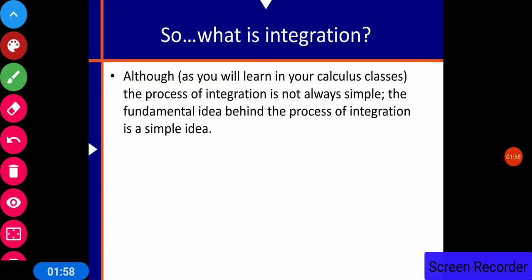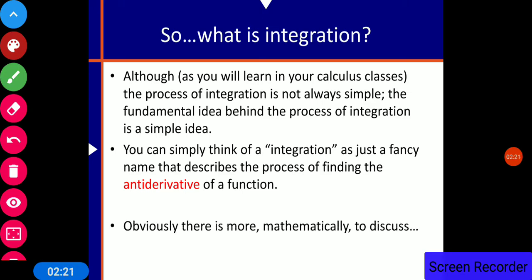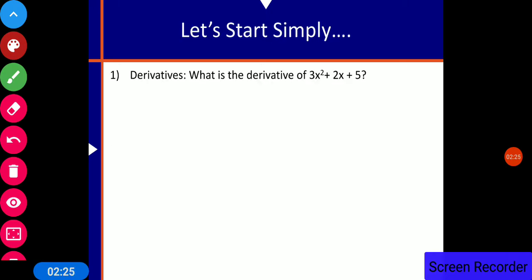So what is integration? Although as you will learn in your calculus classes, the process of integration is not always simple, the fundamental idea behind it is a simple idea. You can simply think of integration as just a fancy name that describes the process of finding the antiderivative of a function. Obviously, there is more mathematically to discuss.